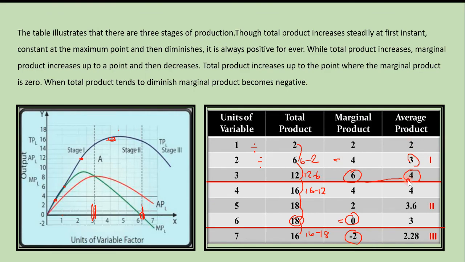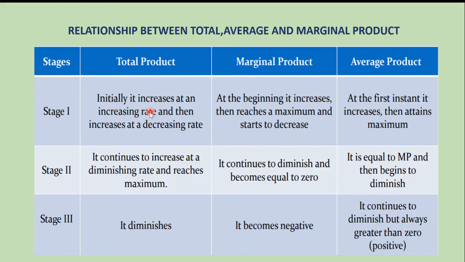2, 3, 4. So that is what is given here. Initially, it increases at an increasing rate and then increases at a decreasing rate. At the beginning, it increases, then reaches a maximum and starts to decrease. Average product at the first instant increases, then attains the maximum. This is the end of the first stage.